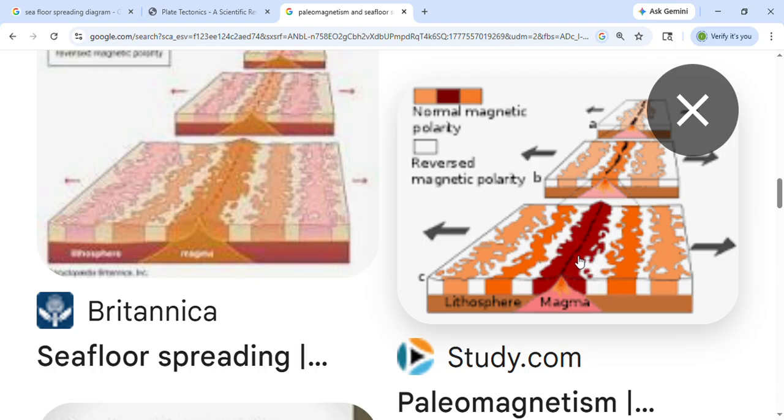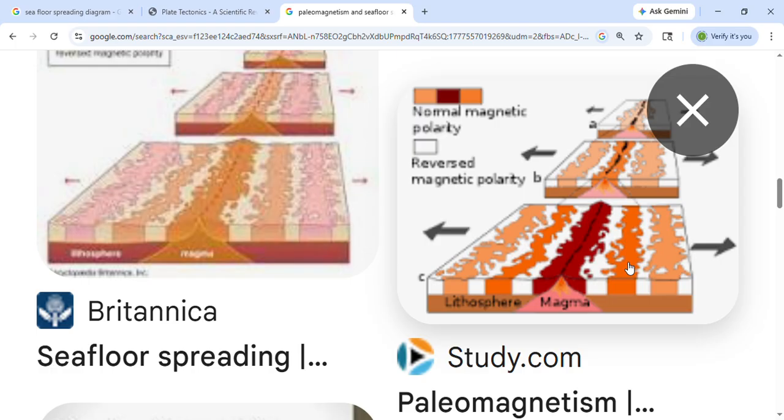Okay, it reveals reverse polarity at equidistant intervals. For example, like a mirror image. This is the mirror image of that one, and that is the mirror image of this one. So, like a mirror image where the pattern on the left perfectly matches the pattern on the right.